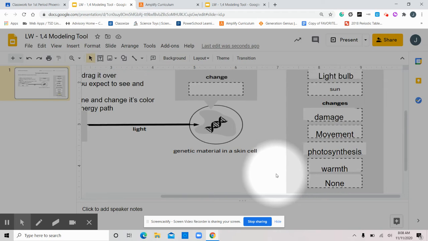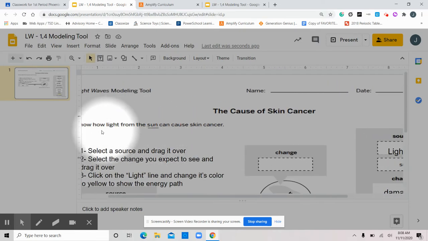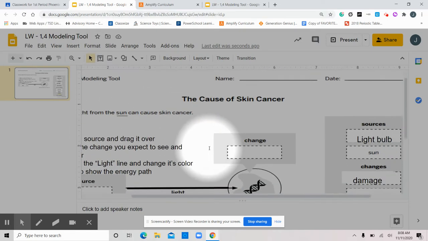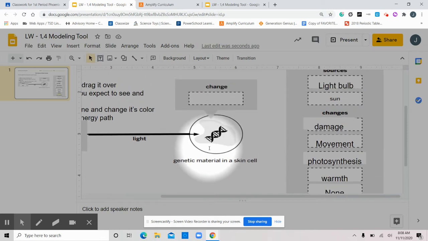Absolutely, it will. But we have to kind of slow our roll on this, right? Because again, our mission is to show how light from the sun can cause skin cancer. And warmth does not cause skin cancer, which is why it's okay to put on a jacket. For genetic material, photosynthesis does not occur in genetic material. It occurs in specialized cells within plants.